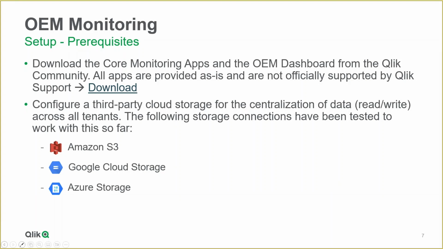Now let's have a look at the setup process and some of the prerequisites you have to take care of. First, download the core monitoring apps as well as the dashboard from the Qlik community website. Just follow the download link on this slide. Also be aware that all the apps are provided as is and are not officially supported by Qlik support. Then you need to configure a centralized cloud storage to allow an exchange of information across all tenants. Currently, Amazon S3, Google Cloud Storage, and Azure Storage have been tested to work with this.